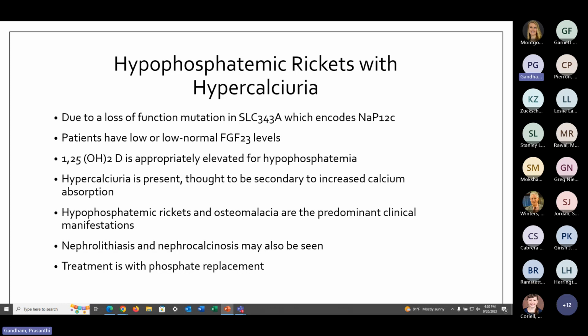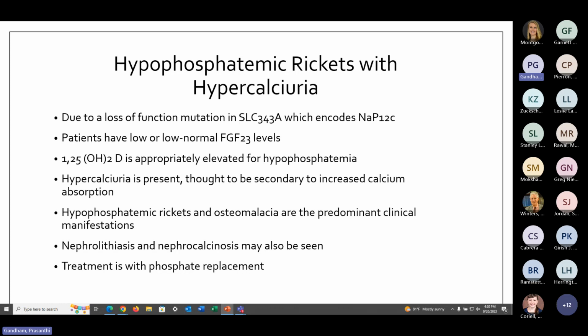The activated vitamin D is appropriately elevated for hypophosphatemia. Hypercalciuria is present, and this is thought to be secondary to the increased calcium absorption occurring due to the upregulation of 1,25-dihydroxyvitamin D. The predominant clinical manifestations are hypophosphatemic rickets and osteomalacia. But of course, because of the hypercalciuria, you can also have nephrolithiasis and nephrocalcinosis.